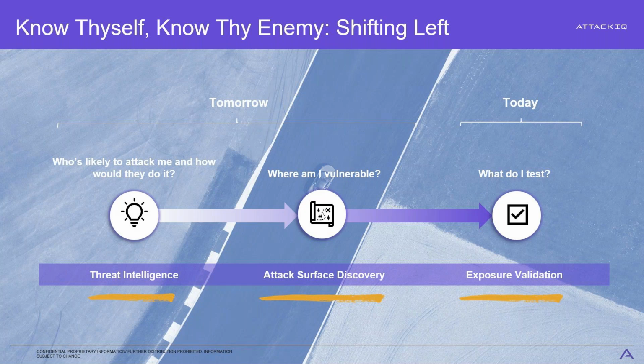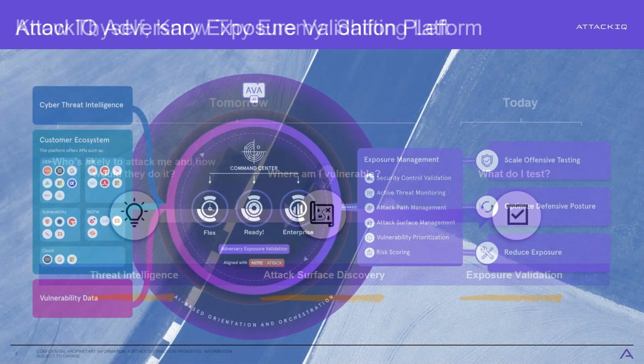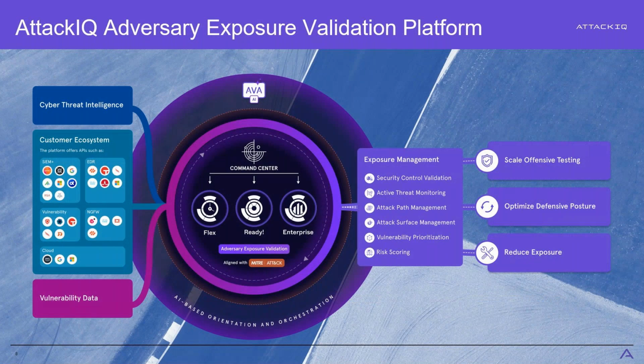All right, here we go. Here comes the big slide of the day. So this is looking at the AttackIQ Adversary Exposure Validation platform. I'm going to go through the benefits of it, but I want to start left to right. Over on the left-hand side, the customer ecosystem is indicated there, and it's SIEMs and EDRs and other kinds of things that are in that ecosystem. But we need two more things added to that: vulnerability data and cyber threat intelligence.